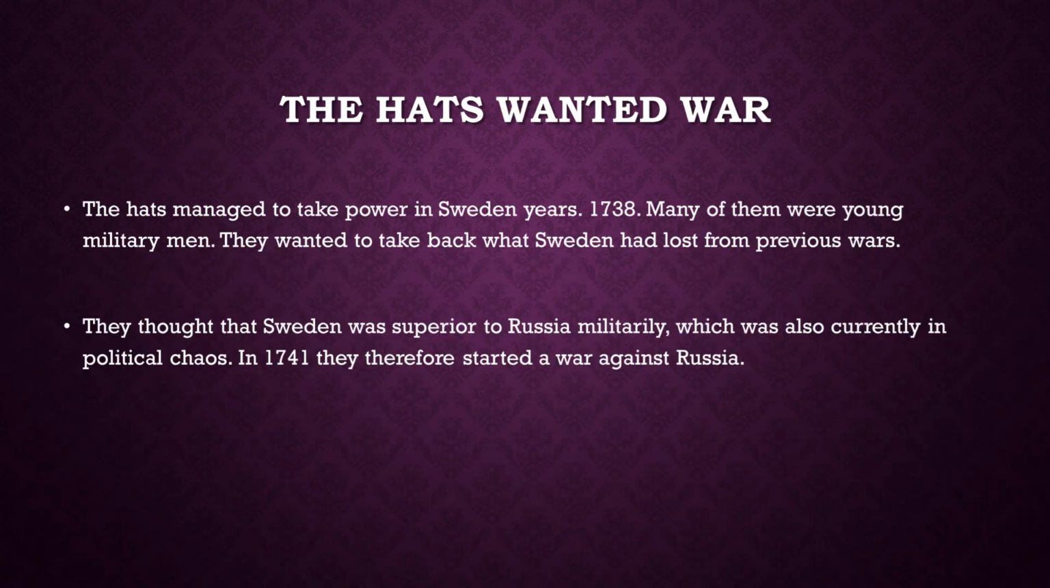The Hats wanted a new war, and they managed to take power here in Sweden in the year 1738. Many of the Hats were young military men. They wanted to take back what Sweden had lost from the previous wars. They thought that Sweden was in some ways superior to Russia and their military, which now was in some kind of political chaos. And in the year 1741 they therefore started a new war against Russia. But this was going to be a huge mistake.